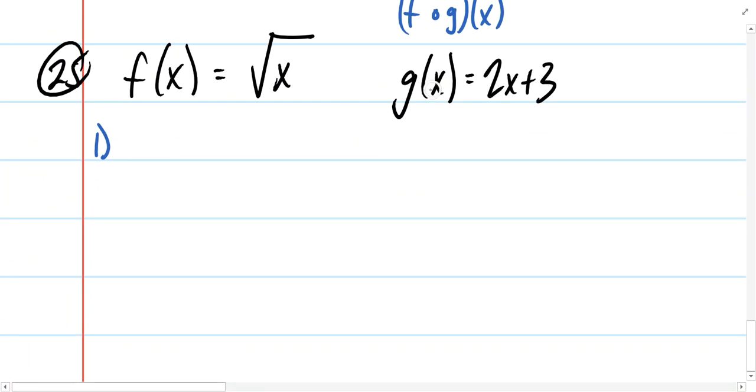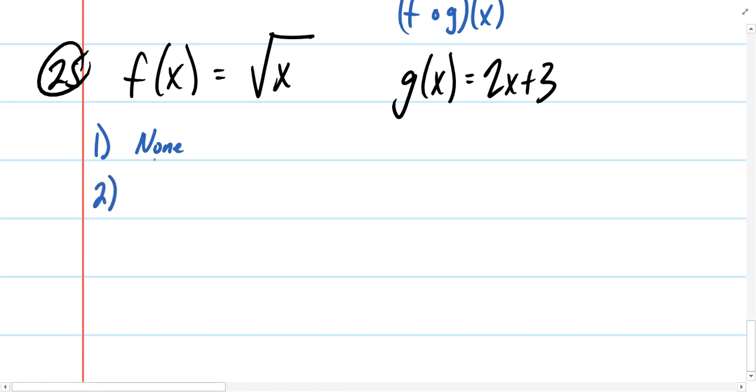For step number 1, what are the restrictions for the inner function? What numbers could I substitute in for x that produce a non-real result? Well, as it turns out, there are none. There are no restrictions with this particular function. Any real number that's substituted into this expression will calculate out to be a real number as a result. So for step 1, we have no restrictions.